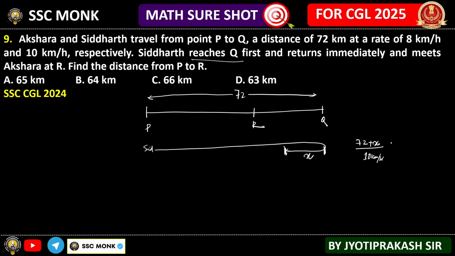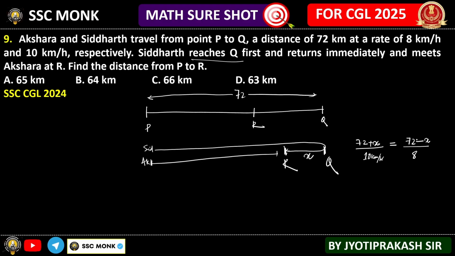Whatever the time taken by Siddharth, that is equal to the time taken by Akshara to travel from P to this distance. Yes or no? Yes. Sir, distance is equal to total distance 72, but out of 72, x is remaining because Akshara has not reached the Q point. It is here, R. 72 minus x divided by Akshara's speed, which is 8. Done. Simple. Yes or no? That's all. If we solve it, we'll get the answer.